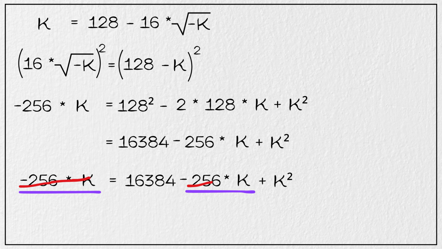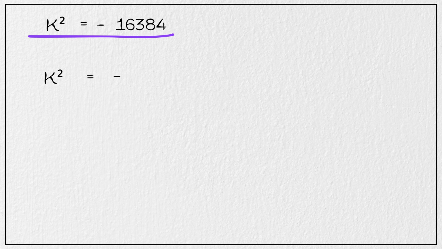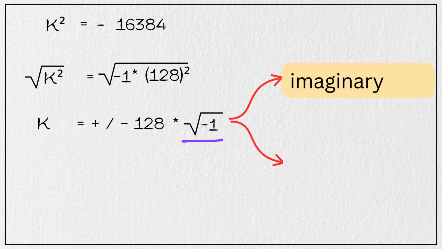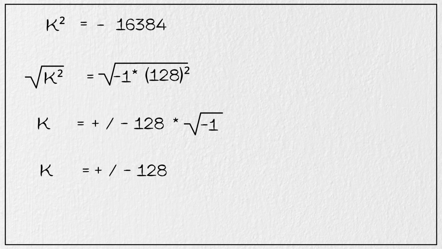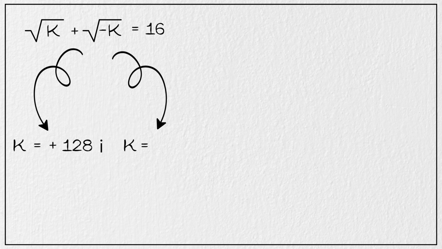So canceling this out, we are left with k squared equals negative 16,384. This can be rewritten as k squared equals negative 1 times 128 squared. Now taking the square root on both sides of the expression, we get k is equal to plus or minus 128 times the square root of negative 1. This square root of negative 1 is the imaginary unit, commonly denoted by the letter i. So our final answer is k equals plus or minus 128i. And that's it. We have found both possible values of k, which are plus 128i and minus 128i.